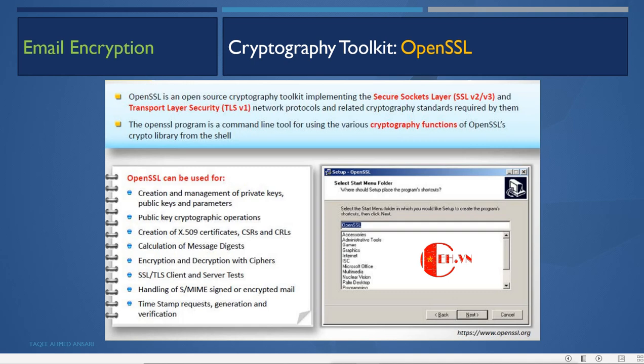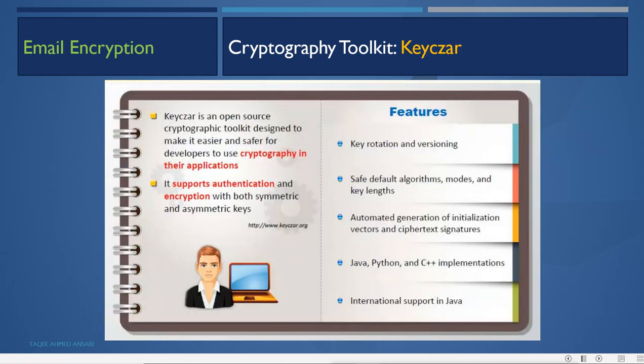Then the other toolkit is Keyczar. Keyczar is an open source cryptographic toolkit designed to make it easier and safer for developers to use cryptography in their applications. It supports authentication and encryption with both symmetric and asymmetric keys. Features include key rotation and versioning, safe default algorithm modes and key lengths, automated generation of initialization vectors and ciphertext signatures, Java, Python, and C++ implementations, and international support in Java.